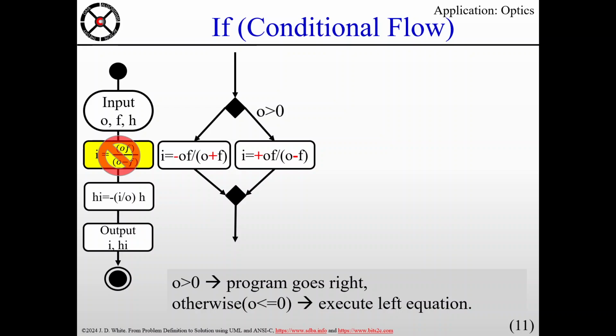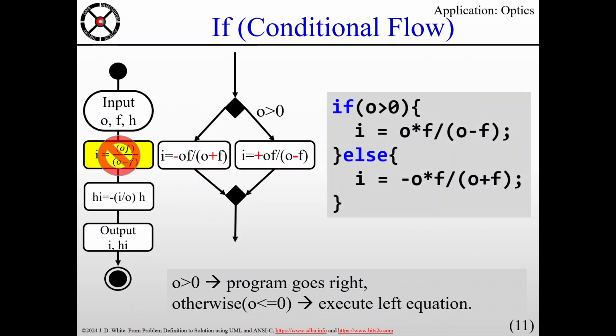So now I have this UML. No longer do I have just one equation, I have to have two equations. If O is greater than 0, use this equation. If O is less than 0, use this equation. Okay? So when O is greater than 0, we go to the right if we calculate O greater than 0 in the equation. But if O is less than or equal to 0, let's just execute the left side. Fair enough? There's our UML.